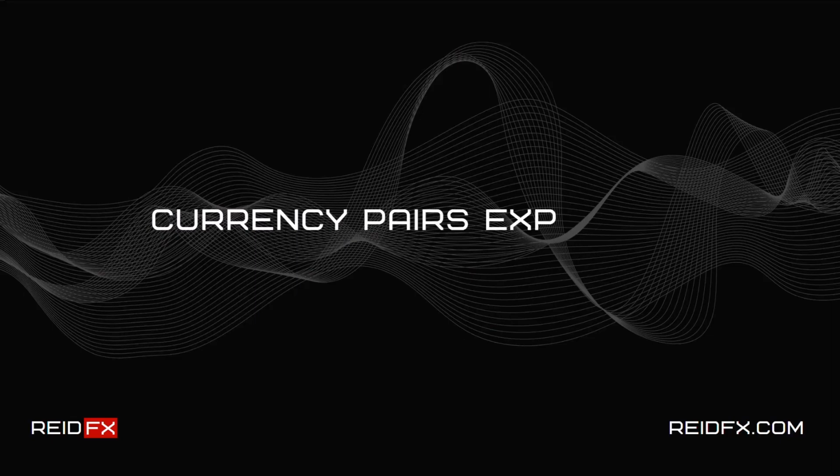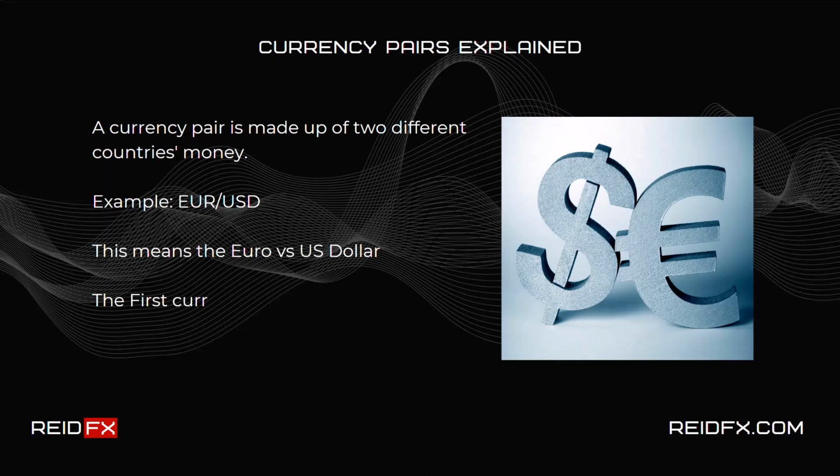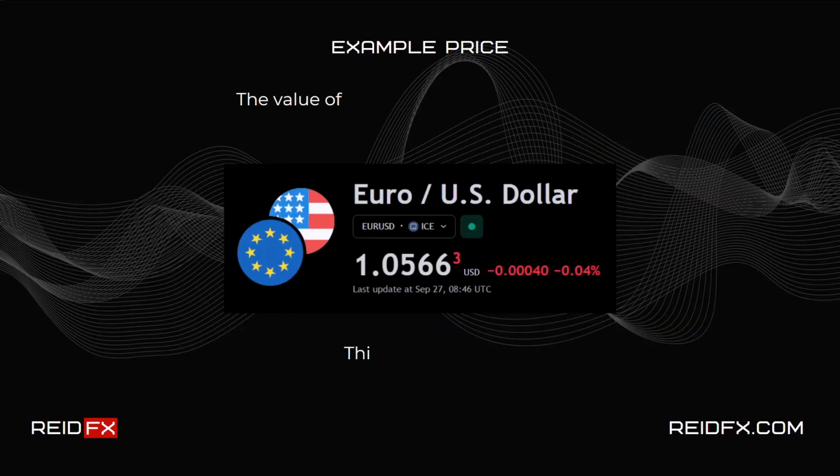So in this lesson we're going to look at currency pairs. So what is a currency pair? Well, it's made up of two different countries' money. So for example, the euro US dollar, which is the most popular currency pair. Now what this means is the euro versus the US dollar. The first currency in the pair is called the base currency and the second is called the quote currency.